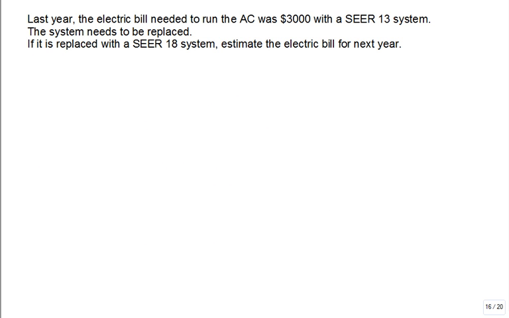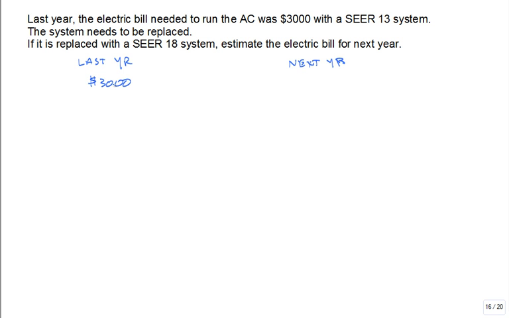Last year, the electric bill needed to run an air conditioning system was $3,000 with a 13 SEER system. The system needs to be replaced. If it's replaced with an 18 SEER system, estimate the electric bill for next year. So let's just sort of tabulate and break this problem down. Last year and next year. The future and the past. The past and the future, okay? So last year we paid $3,000 for the electric bill.